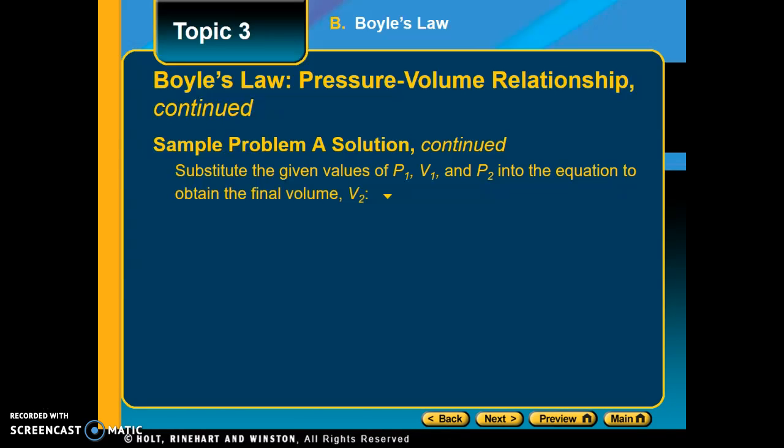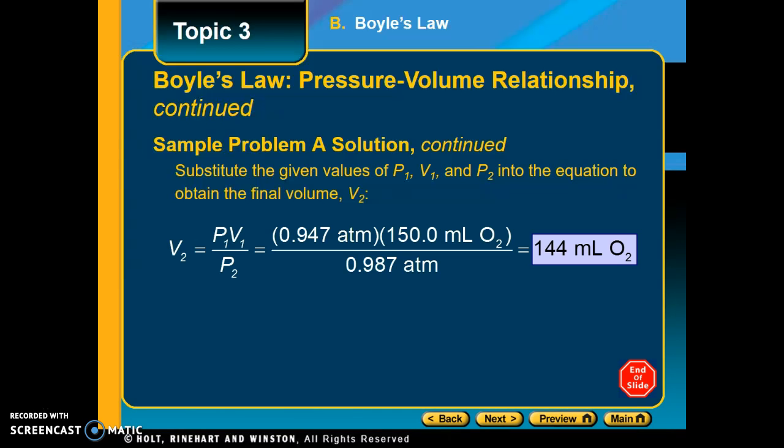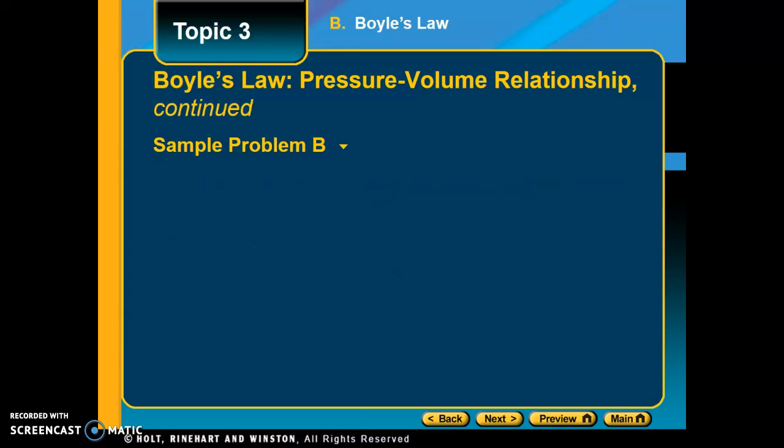So for this example problem, we plug in the P1, the V1, and over the P2, and using sig figs, notice that the atmospheres both have 3 sig figs, the volume has 4, so since we're multiplying and dividing, you go with the least number, so that will be 3 sig figs. And keep in mind that the volume label will be the same as the volume label for V1, which would be milliliters. So let's do another example problem.